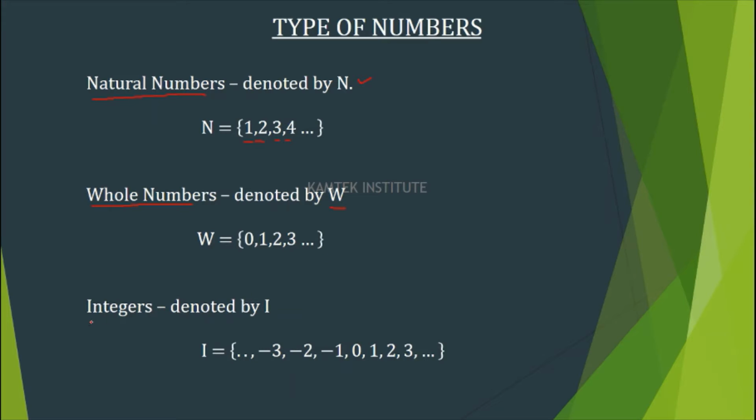Then we have integers. Integers are denoted by capital I, and it includes all numbers including the negative numbers also, like we might say -5, -4, -3, -2, -1, 0, 1, 2, 3, 4, 5. All these are known as integers.